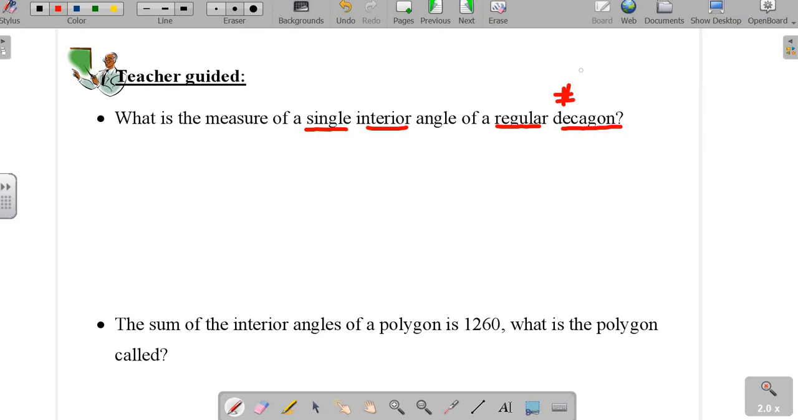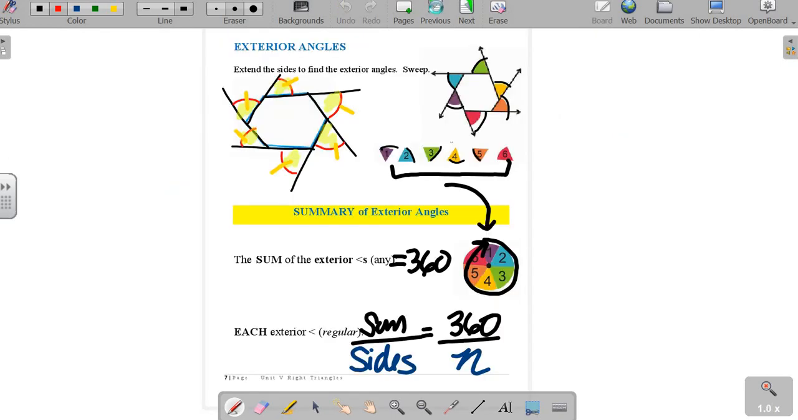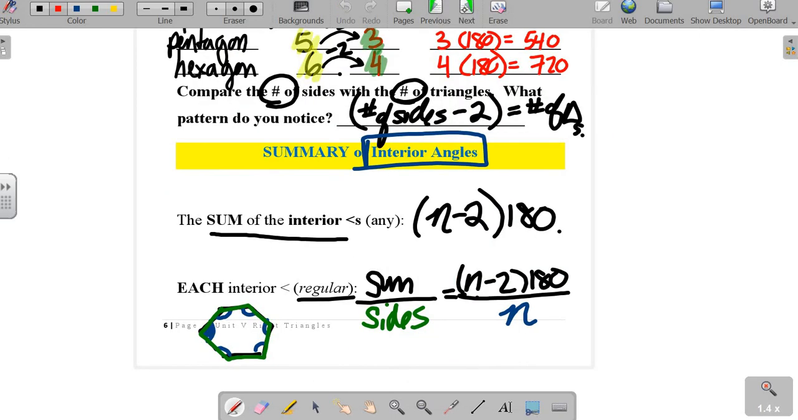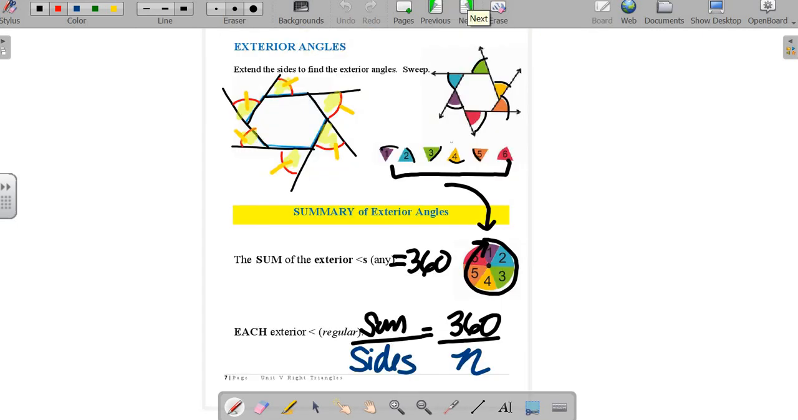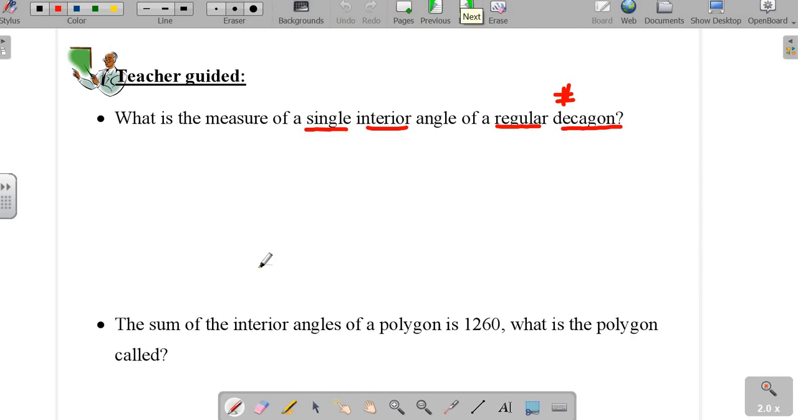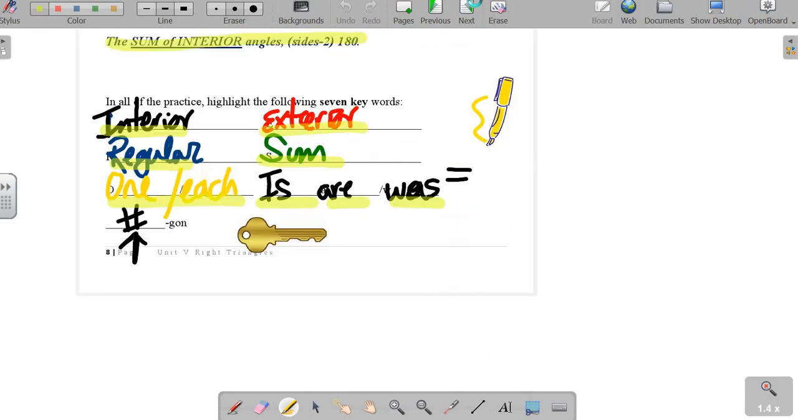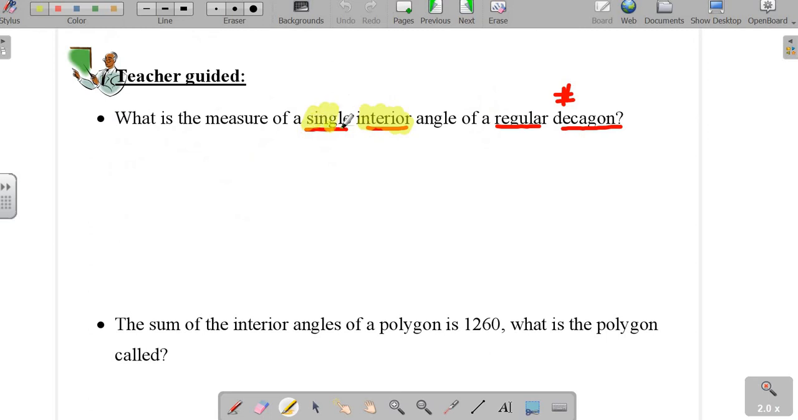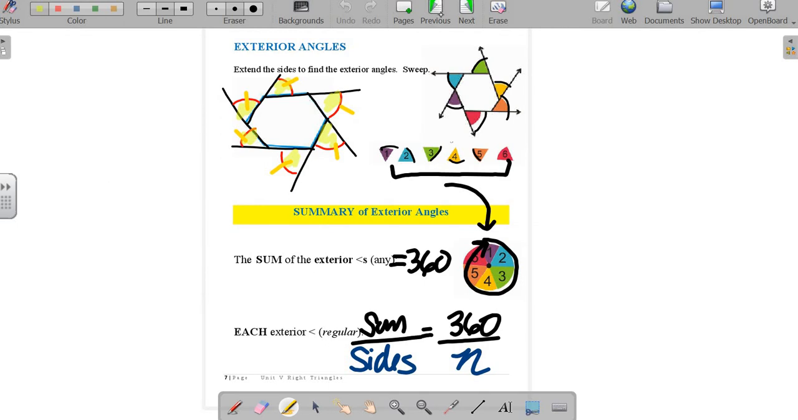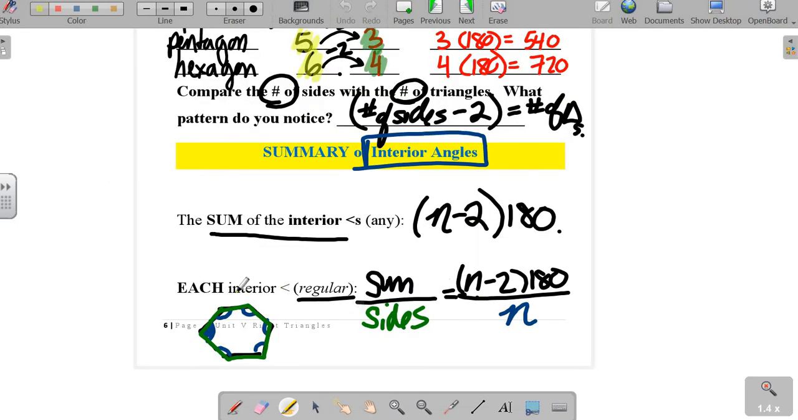Okay, you have 4 equations to work with. Take a look. First we have interior, and then we have exterior. Interior, 2 of them, exterior. So that's your first clue, is the fact that we're dealing with interior. So we're going to be looking at this page. Then we're told we want a single angle and the fact that it is regular. A single angle, regular. Therefore, we are using a single interior angle of a regular polygon, which is this.